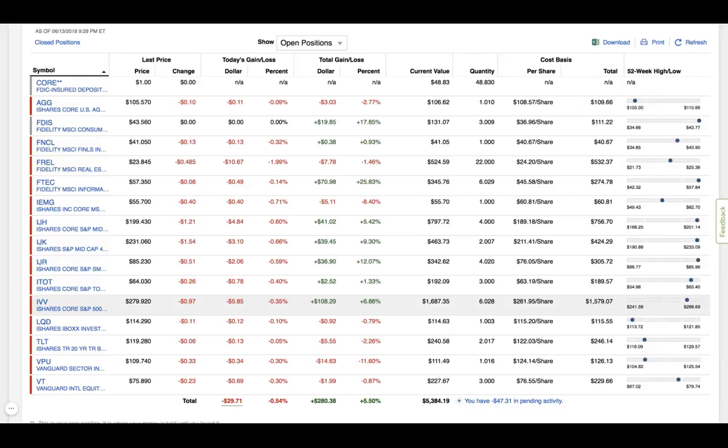Okay, so this is pretty much the overview of my portfolio here. These are all the ETFs that I hold. I actually only invest in ETFs. I don't do any individual stocks or mutual funds.